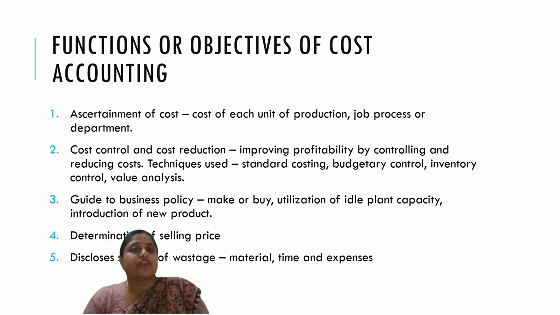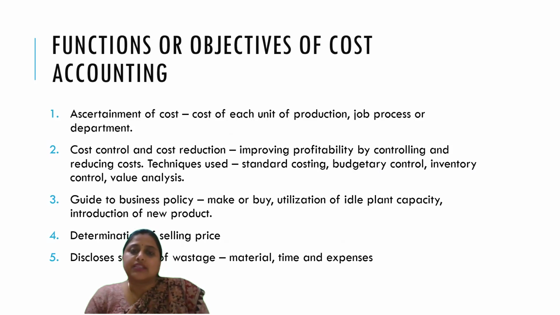Moving ahead, let us look at some of the functions or objectives of cost accounting. The first one, as I already mentioned, is the ascertainment of cost. Ascertainment is nothing but finding out the cost of each unit of production, a job, a process, or a department. So it's not necessary that cost has to be ascertained only for one unit of production or service. It can be for a complete department. Say, for example, the monthly expenditure of a sales department or of a finance department.